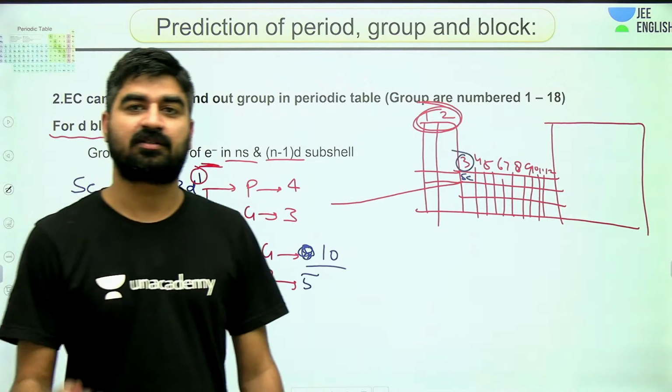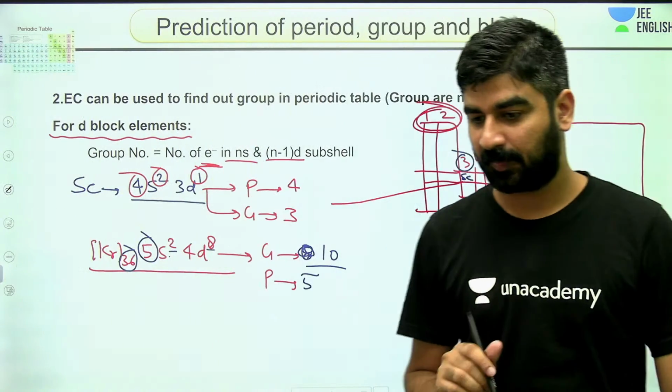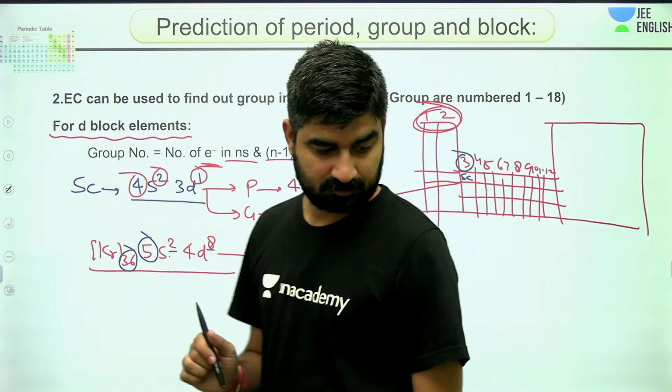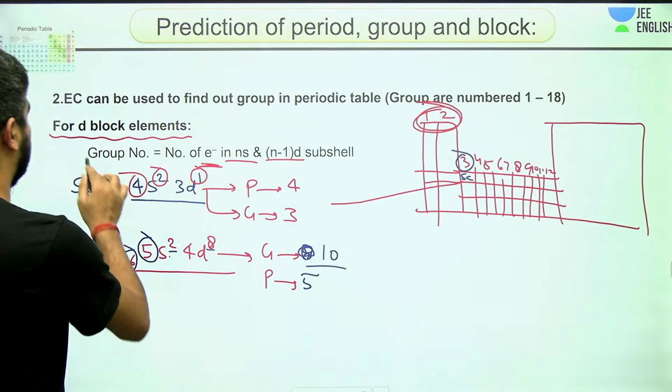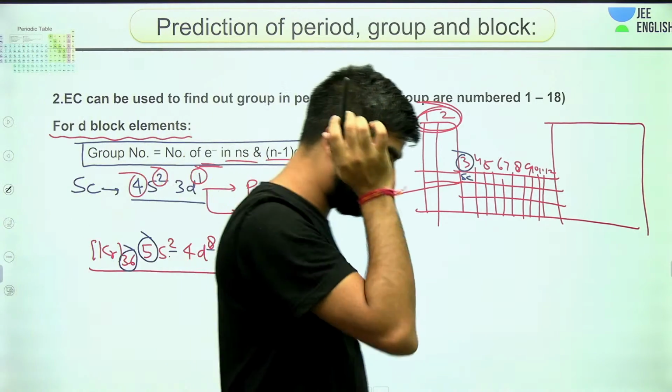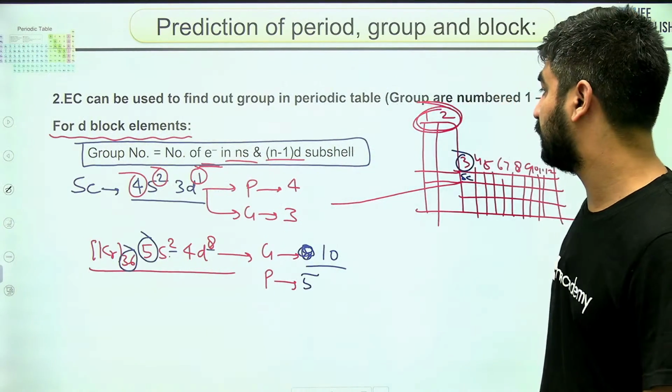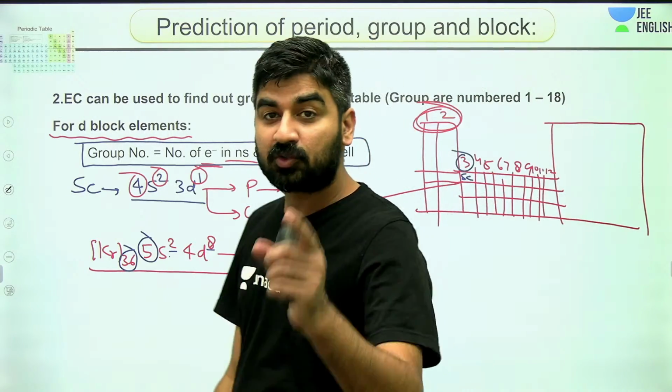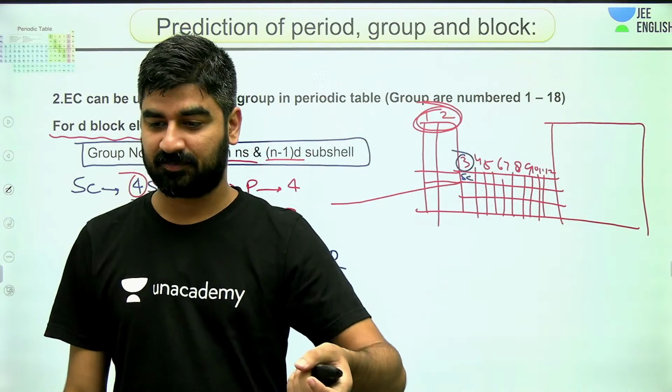Any doubt, please ask. Yes. So now you know the rule: the number of electrons in ns and (n minus 1)d. Just add them. You should also know why we are adding them.